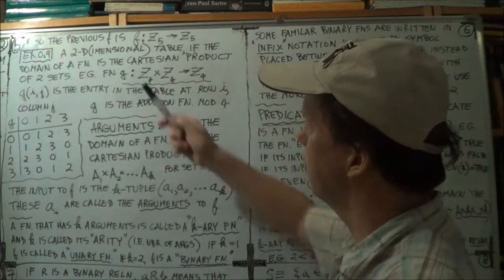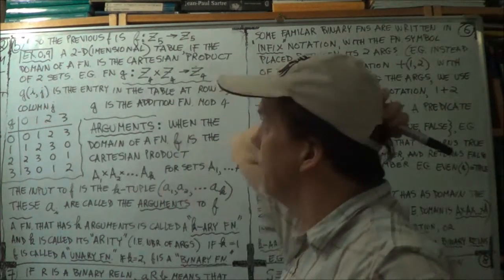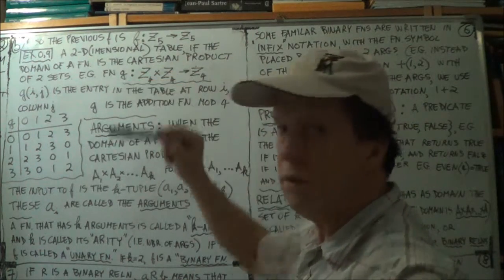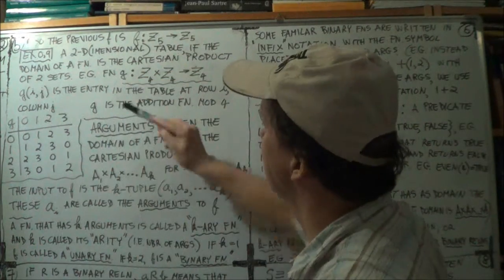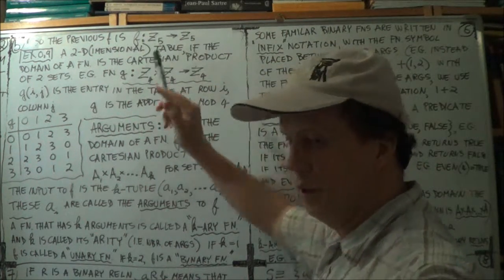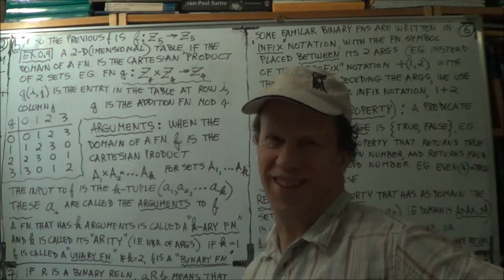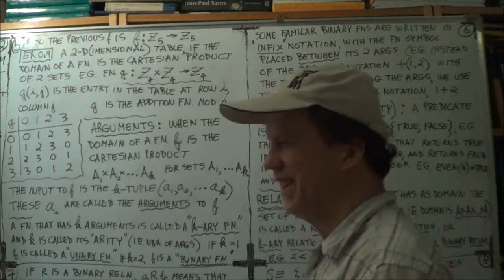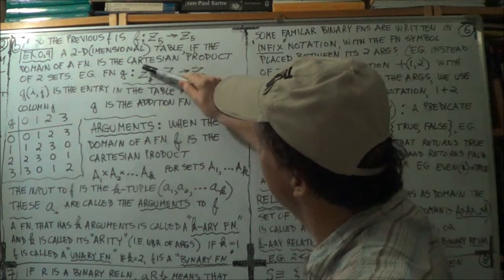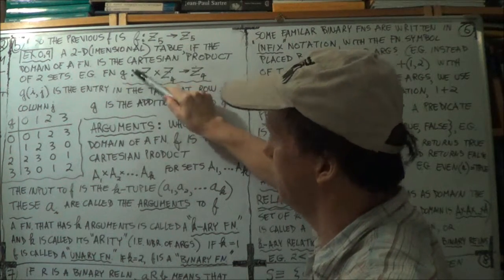So let's now do an example here. Example 0.9 in the text. So you've got a function here, g, f, g, h, whatever. In this case g, and the domain is now the Cartesian product of Z4 times Z4. Now remember, we just did that.